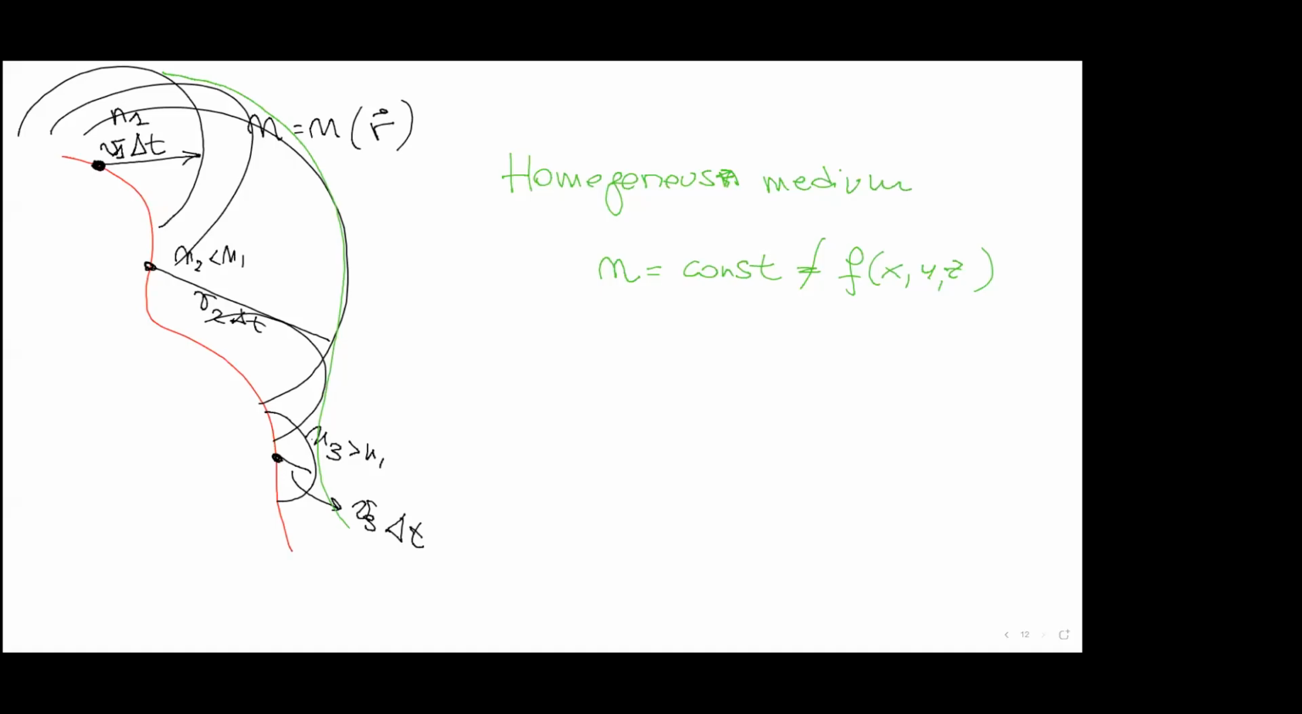An inhomogeneous medium is a medium in which the refractive index changes from position to position. So you can use the Huygens principle to evaluate the distortion of the wavefront.